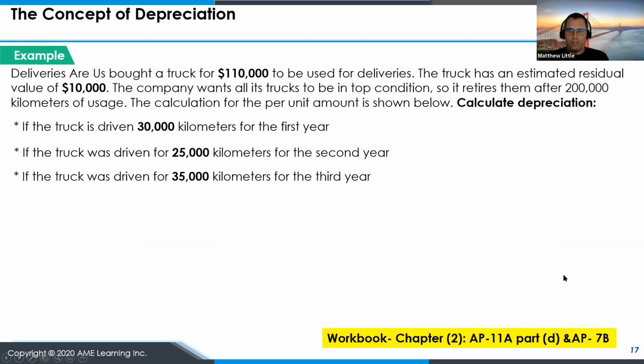So let's do a little example here where this company bought a truck for 110,000. We think it'll be worth 10,000 at the end. We want all our trucks to be in top condition, so we only drive them for 200,000 kilometers.